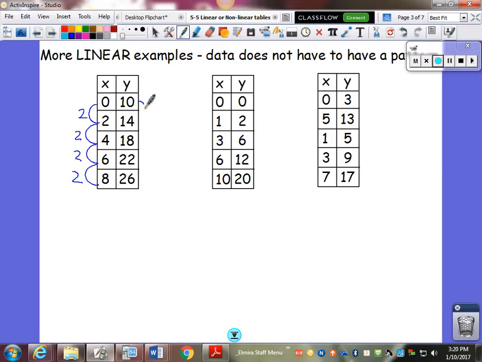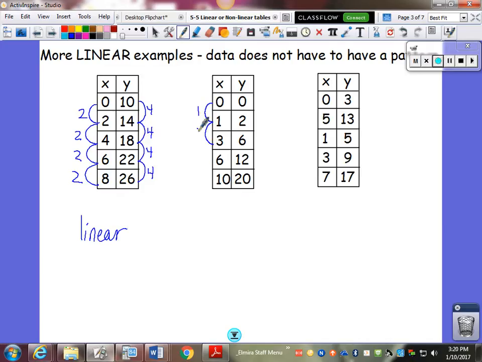All right, on the Y side, 10 to 14 counted by 4, 14 to 18 went up by 4, 18 to 22 went up by 4, and 22 to 26 went up by 4. So the X side went up by 2s, the Y side went up by 4s. This data is linear.